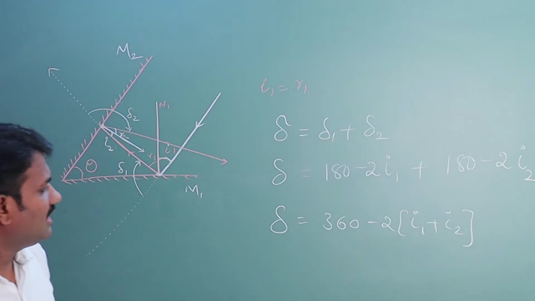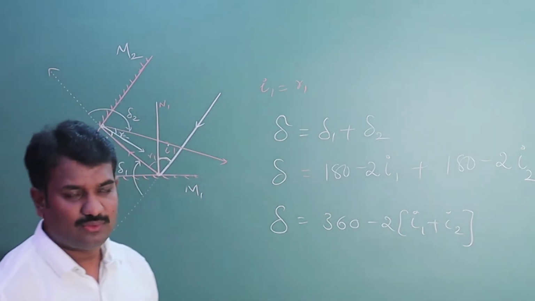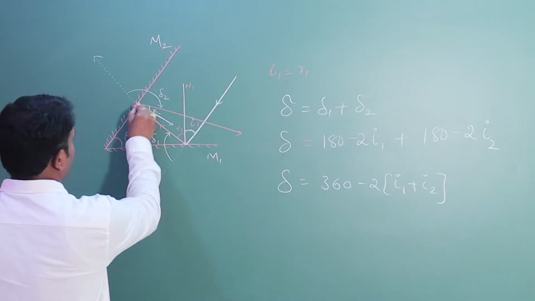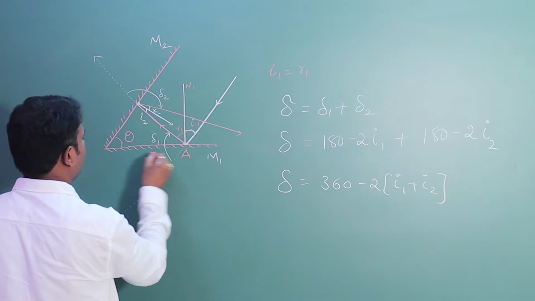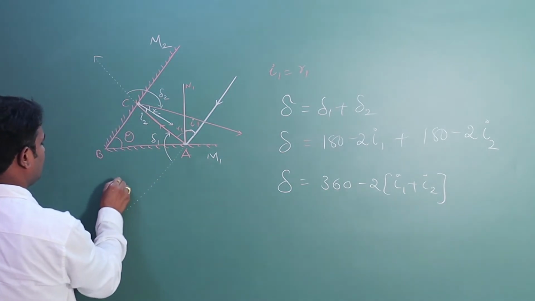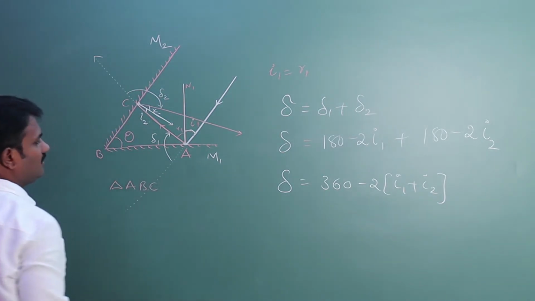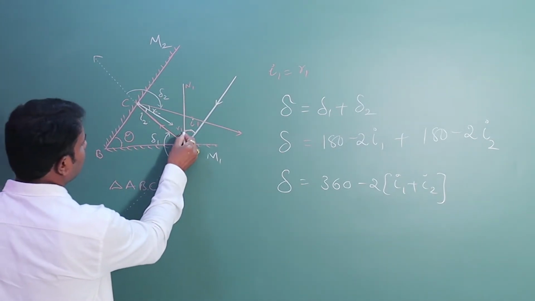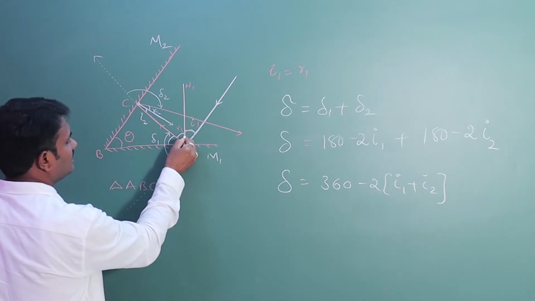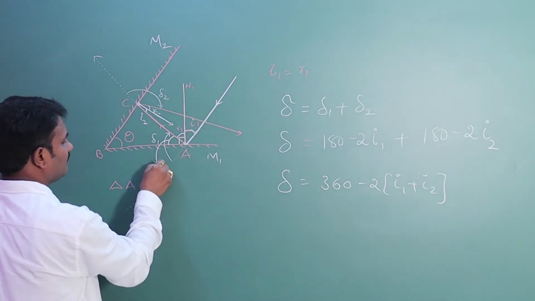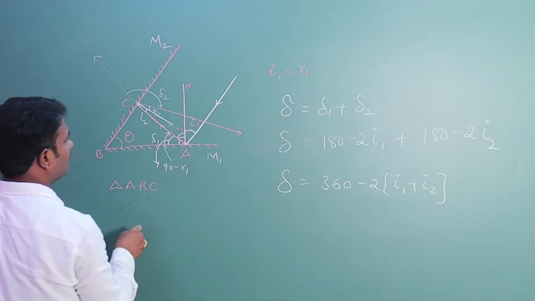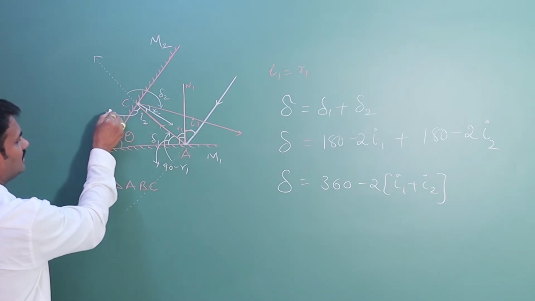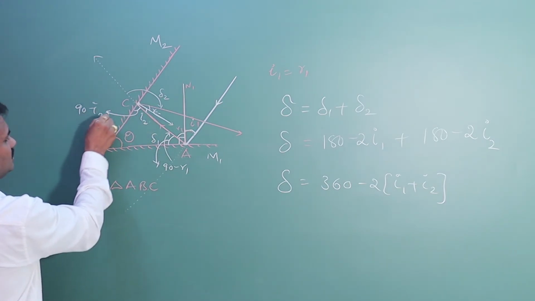Now I would like to see whether there is a relation between I1, I2 and the angle between the mirrors. I would like to check. See, if I take this triangle, let us call it A, B and C, triangle ABC, what is the sum of the three angles? 180 degrees. So if this is R1, what is this angle? As this is 90 degrees, this must be 90 minus R1. And here this is normal 2 and this is I2, so this is 90 minus I2.